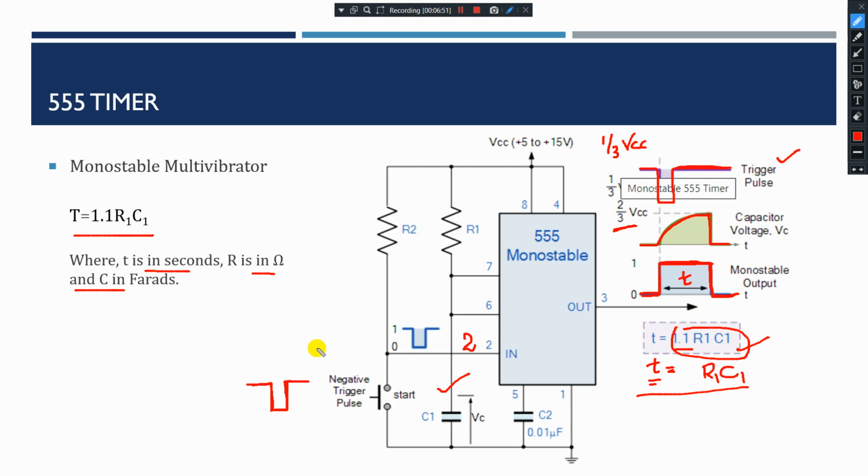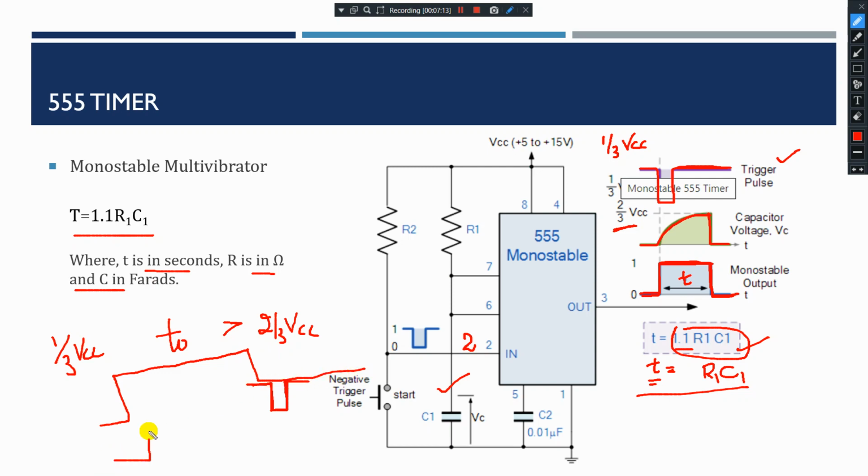So the concept is something like this. When the voltage goes from 1/3 of VCC to greater than 2/3 of VCC, your output remains high, and after it reaches greater than 2/3, it goes to low. So high, and it goes to low.